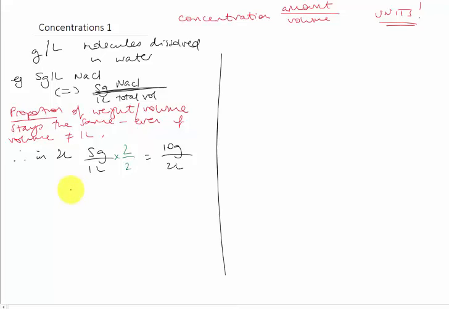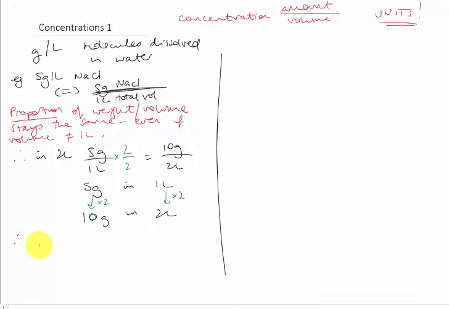And the way I prefer to do these calculations is in the following manner. If we've got 5 grams in 1 litre, and I like to use little arrows, we're going to 2 litres. So we need to multiply by 2, and therefore we need to multiply the mass by 2 as well, and that gives us 10 grams in 2 litres.